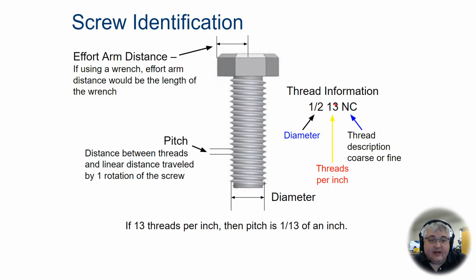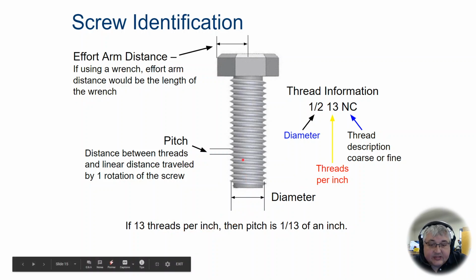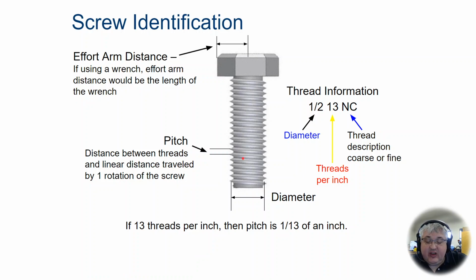So if I've got 13 threads per inch, then the pitch is going to be 1 divided by 13, 1/13 of an inch. So just in your calculator, do 1 divided by 13. And that's going to be the distance from here to here. Because we know we have 1, 2, 3, 4, 5, 6, 7, 8, 9, 10, 11, 12, 13. So we know from here to here is 13 threads. That's 1 inch. So, threads per inch.